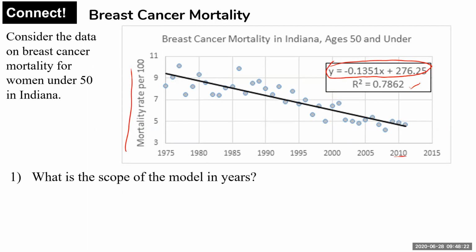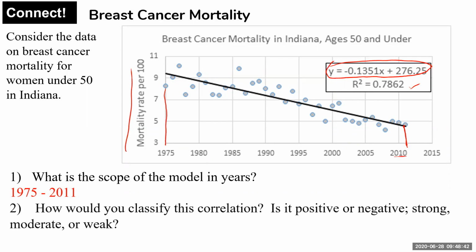Now, what is the scope of the model? We said the scope of the model is where the first point starts and where the last point ends. We trace it to the x-axis. So the scope of the model is between 1975 and 2011. How would you classify this correlation? Is it positive or negative? You realize that this is trending downwards. So this is a strong but negative correlation, linear model. Is that okay?